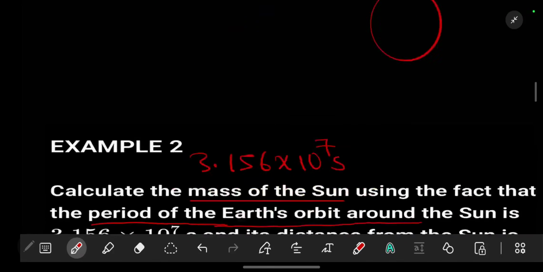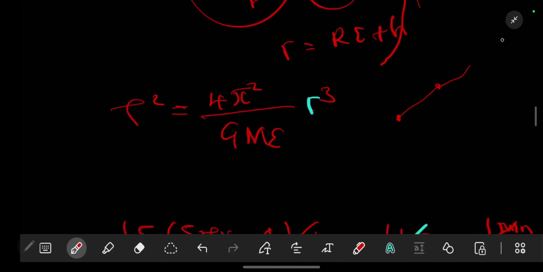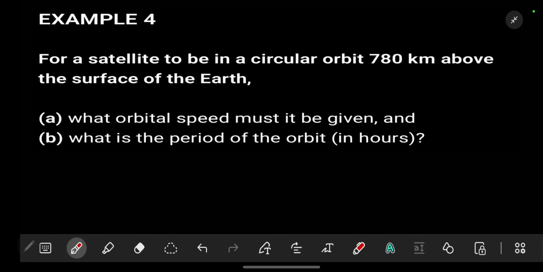Another example, using this one as our example: for a satellite to be in a circular orbit 780 kilometers above the surface of the Earth, what is the orbital speed? What orbital speed must it be given, and what is the period of the orbit? Same approach: what is the orbital speed, and what is the period of the orbit?